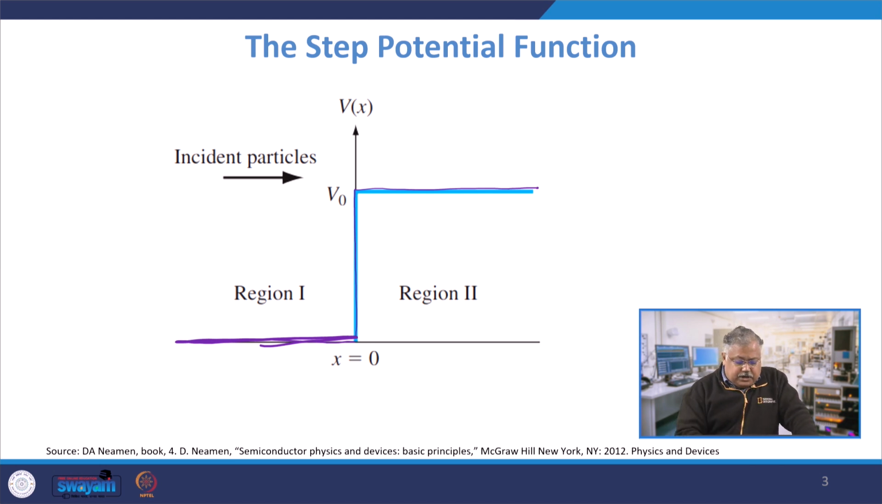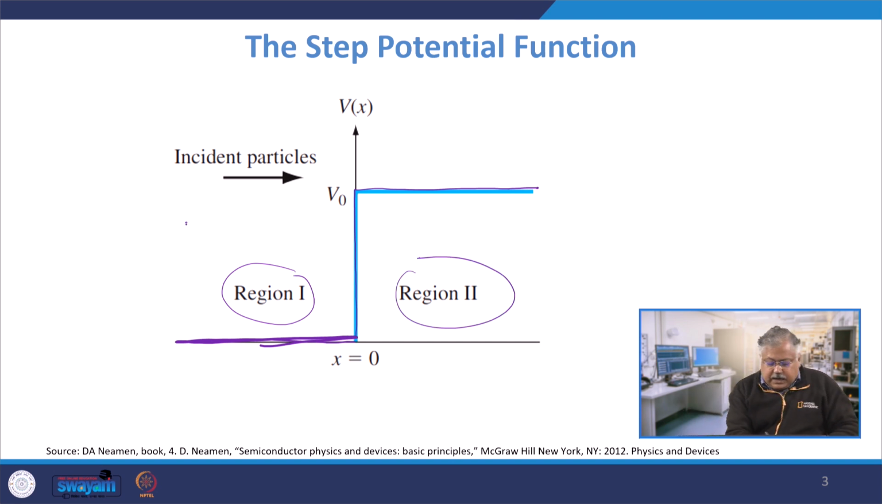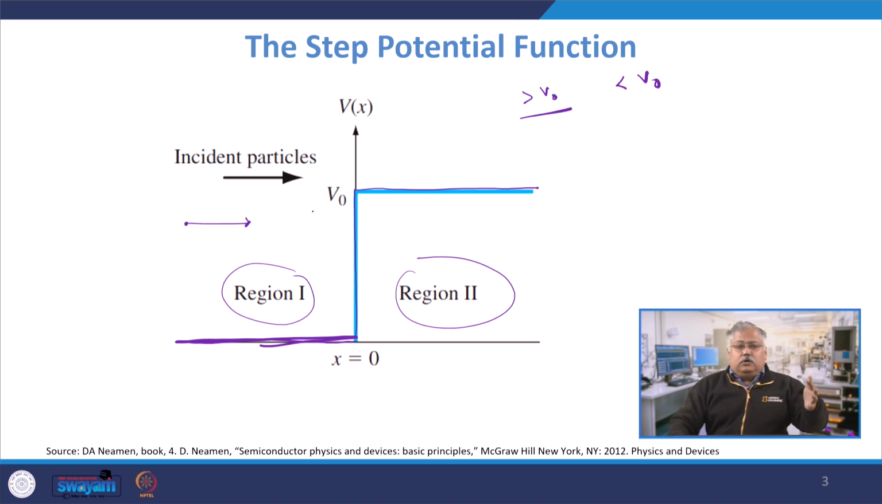So there are two regions of operation here. One is region 1, and there is region 2, right? Now let us assume that the particle, an electron, is moving here under two conditions: E greater than V0 and E less than V0. If E is greater than V0, then there is no problem, since the energy of the particle is much larger than V0, it will easily pass through. Let us assume an electron or a subatomic particle moving from region 1 to region 2 whose energy is less than V0, then it will not be as easy as when the energy is greater than V0.